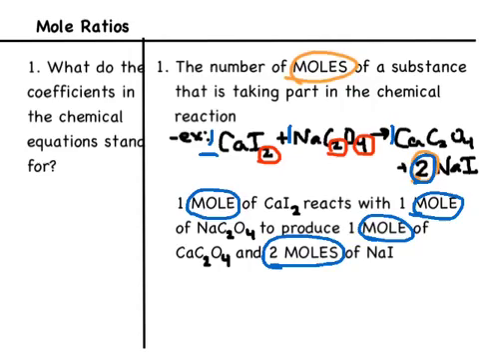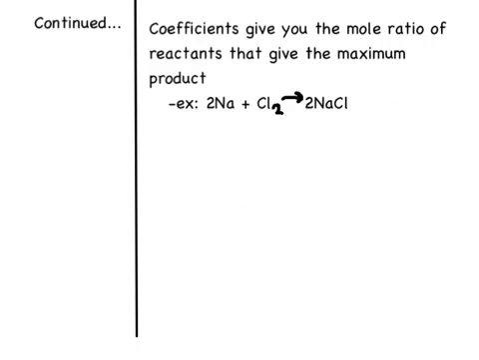So if you have 1 mole of this and 1 mole of that, it's going to react to form 1 mole of this and 2 moles of that. All right, so coefficients stand for the moles. If the coefficients give you the number of moles of each reactant and product taking place in the chemical reaction, that means those coefficients are also going to give you the mole ratio of reactants that gives the maximum product. So when you write out a balanced chemical equation, you are telling the scientist, whoever, this is how you get the most bang for your buck.